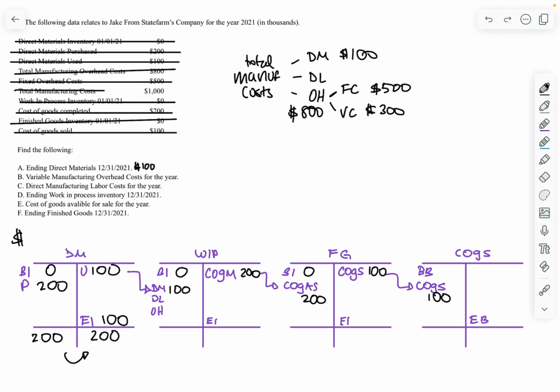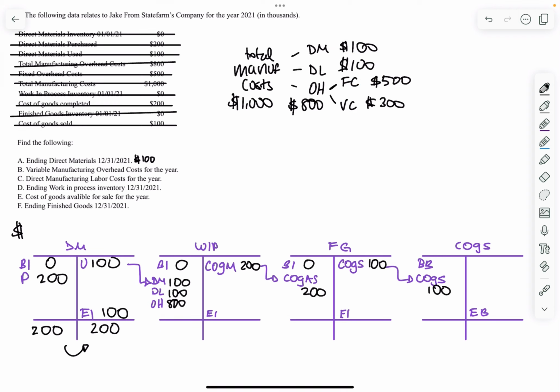And we know that total manufacturing cost is $1,000. We know that direct materials, direct labor, and overhead need to add up to 1,000. So I have 100, I have 800. So what am I missing? 100. Because 100 plus 100 plus 800 gives me 1,000. So now I know that I have $100 for direct labor and $800 for overhead, which is 1,000.